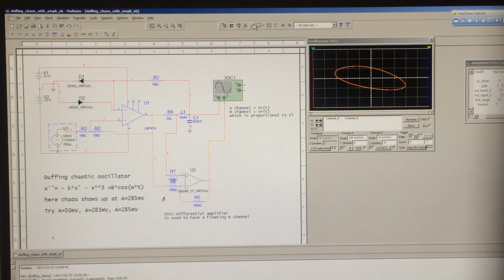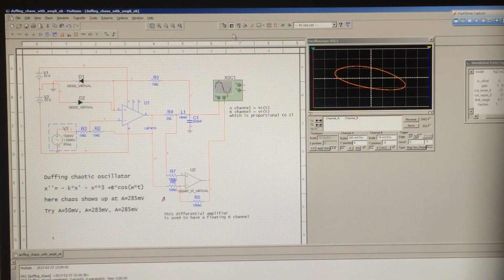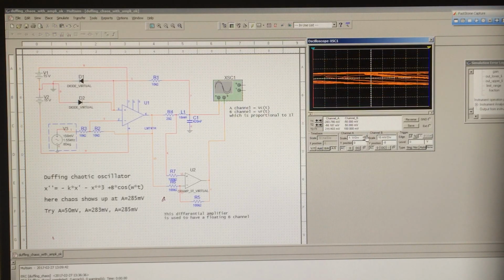Now I will stop the simulation and let's change this amplitude to 150 millivolt. So here we have it, and we will launch the simulation again. I have to adjust the amplitudes to get a correct picture on the scope.